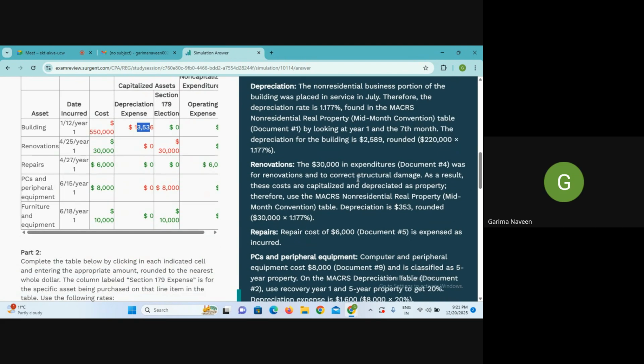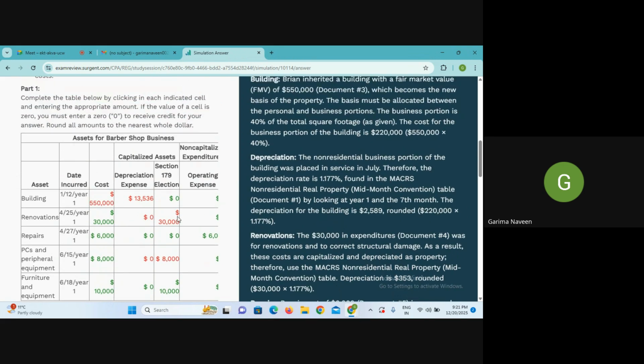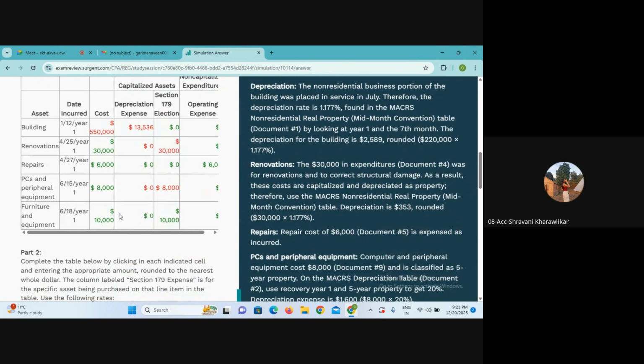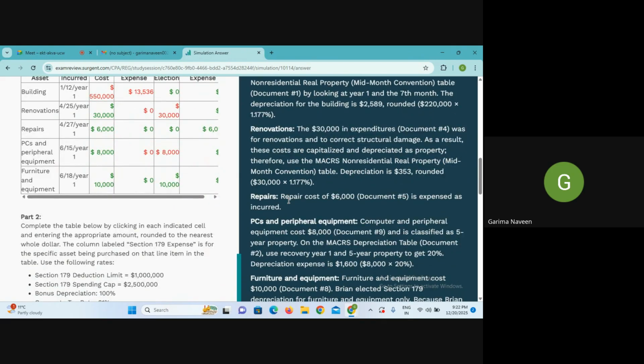Okay, it was for renovation, as a result these costs are capitalized and depreciated, so use the mid-month non-residential real property, so depreciation should be 353. Okay, so they are not taking 179 expense on it, instead they are depreciating it. Depreciation. Okay, ma'am. But why are they taking the renovations as a depreciation expense? Renovations are never depreciated, no?